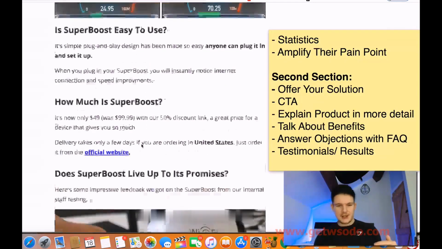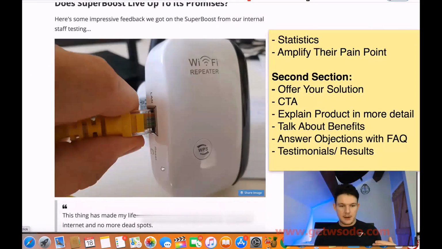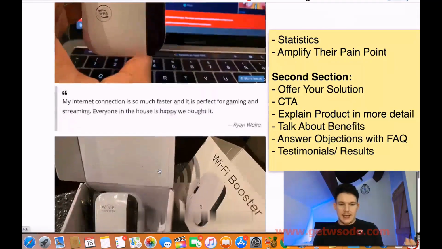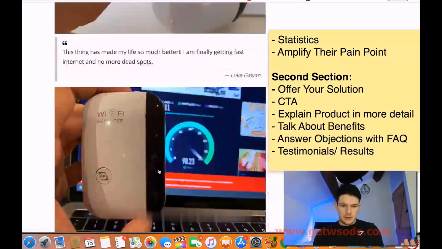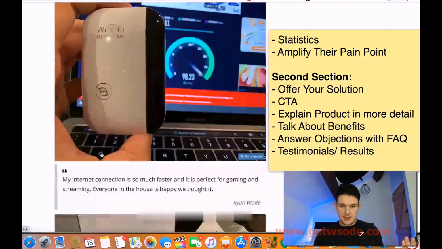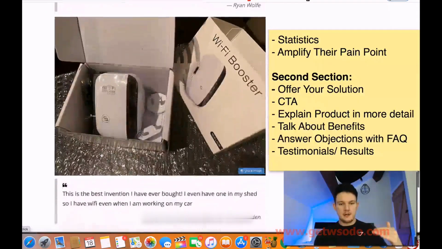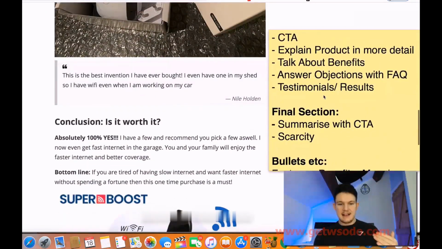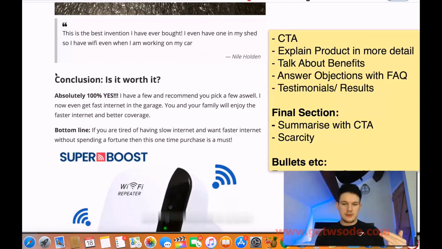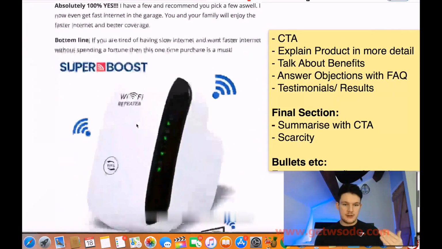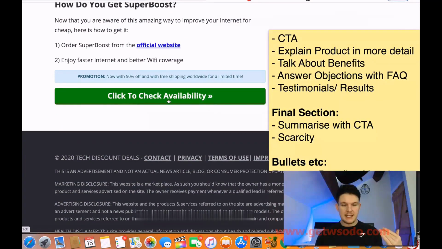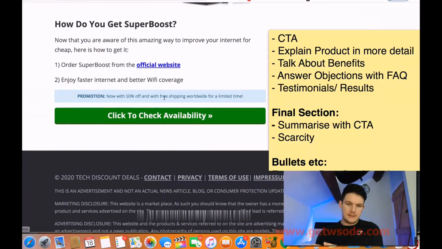And again, we would just call to action down there, and then testimonials here work quite well. And results, if someone's got results, like this person here has got fast internet using this product, so that all would come into the second section of your landing page as we're starting to sell. And then in the final section, it's just summarizing the whole article and basically a call to action for them to actually purchase it down here. Check availability always works quite well, because again, that's kind of playing into scarcity, that it might not be available. You need to check if it's available. Click on it, and it'll lead through to the sales page.